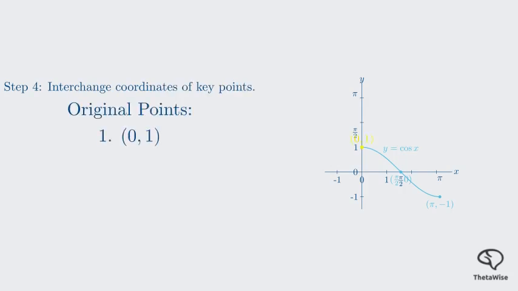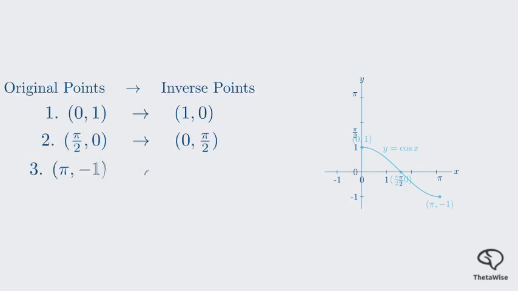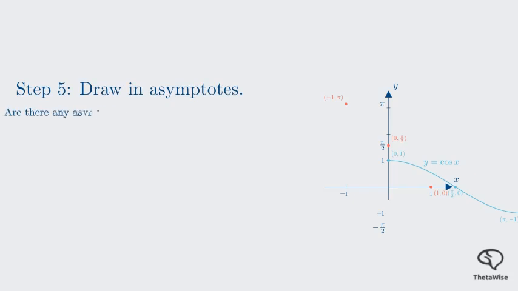Step 4. Find key points and interchange their coordinates. Let's pick 3 easy points from our dashed cosine graph. The y-intercept, which is 0, 1; the x-intercept, which is pi over 2, 0; and the endpoint pi, negative 1. Now we swap the x and y coordinates for each. The point 0, 1 becomes 1, 0. Pi over 2, 0 becomes 0, pi over 2, and pi, negative 1 becomes negative 1, pi. These 3 points define our inverse cosine graph. Let's plot these 3 points on our axes. Step 5. Check for asymptotes.